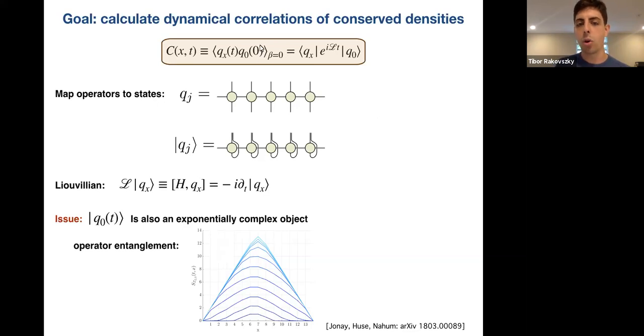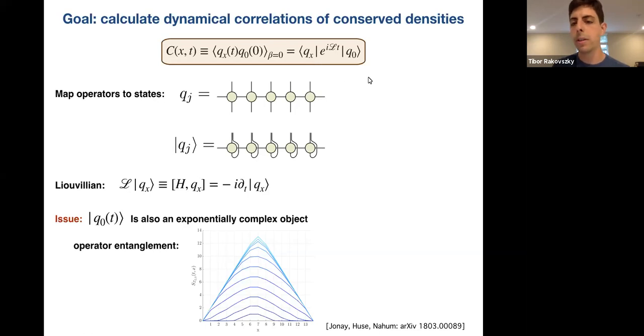And in this language, a correlator like this becomes the amplitude of going from some initial operator to some final operator. The time evolution between the two is generated by what is known as the Liouvillean, which is essentially just a generator of time evolution in the space of operators. So what we want to do is take our initial operator, evolve it in time with this Liouvillean, and look at its overlap with the final operator, which is a density on some other site, x.